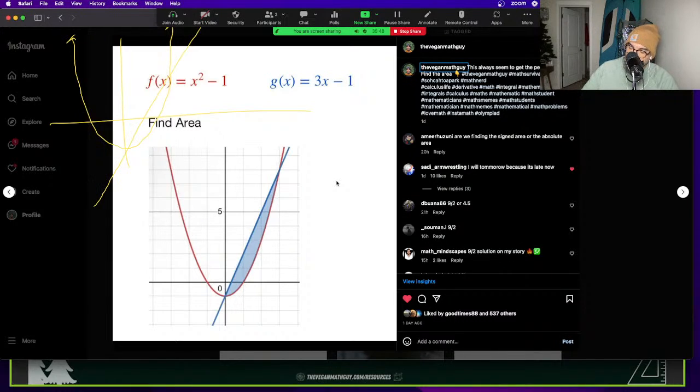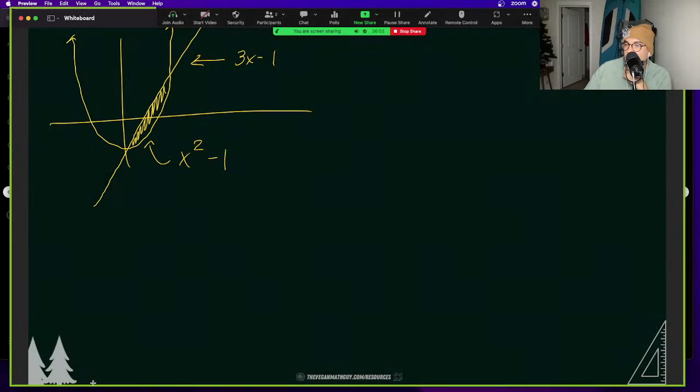Yeah, so it looks like we need to find this area here. So this function was 3x minus 1, and then the bottom function was x squared minus 1. Okay, so in order to find the area between the two curves, we're going to have to find where these functions are equal to each other. So we're going to do 3x minus 1 is equal to x squared minus 1. Let's bring everything to the right side. We have a quadratic, so we have to set it equal to 0.